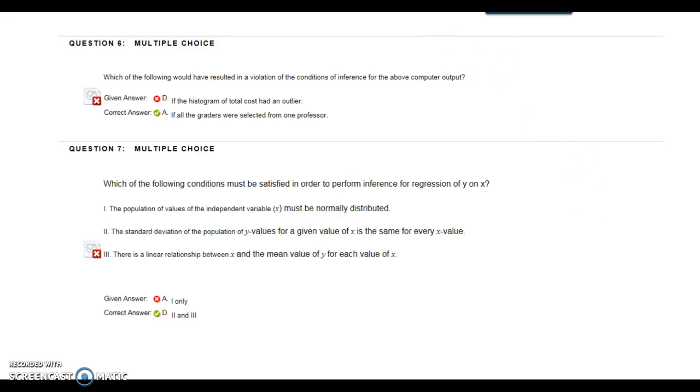Okay, last two questions. I have 1 minute, and then my time runs out to do this. Which of the following would result in a violation of the conditions of inference for computer output? Definitely if all graders were selected from one professor, that would not be a very good simple random sample. And remember, since we're using the t distribution here, we can have outliers because the t distribution is robust. So we'll just be careful with that.